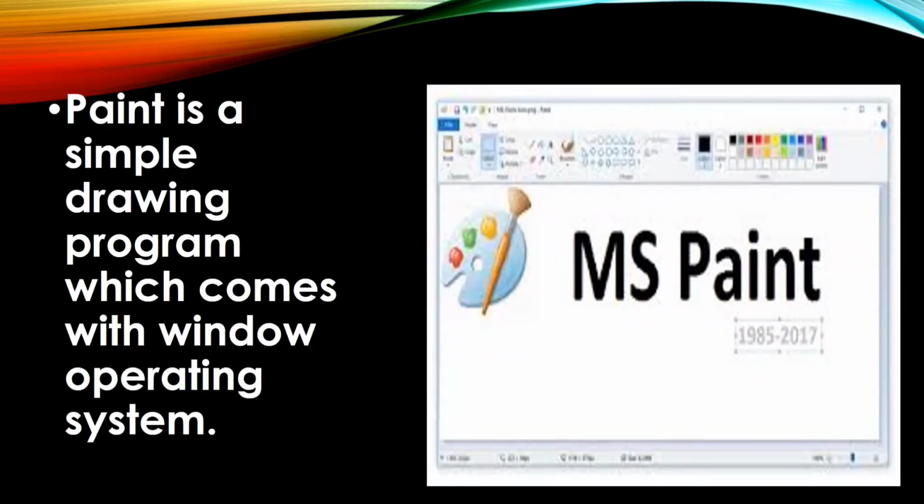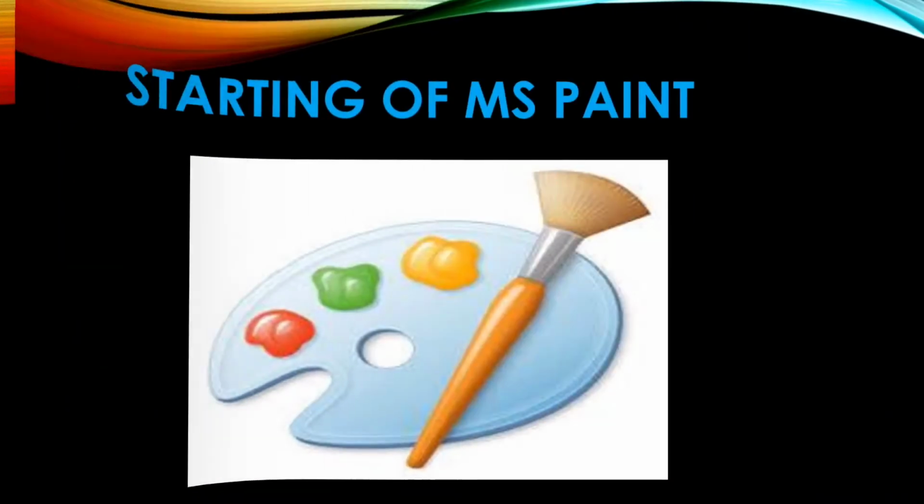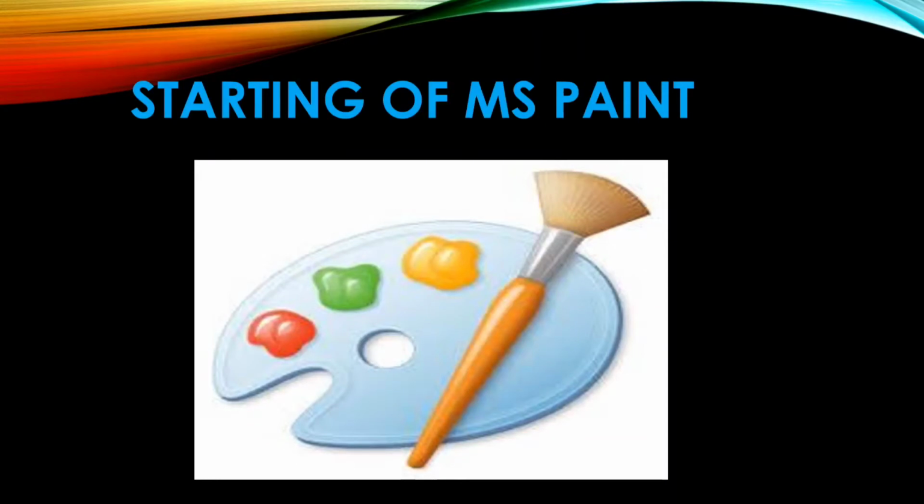MS Paint. What is MS Paint? First, the question will arise. Paint is a simple drawing program which comes with the Windows operating system. It means this is a program, software that is already installed in your operating system. Whatever operating system you are using, Windows 10, Windows 7, or Windows XP, this software is already installed in it.